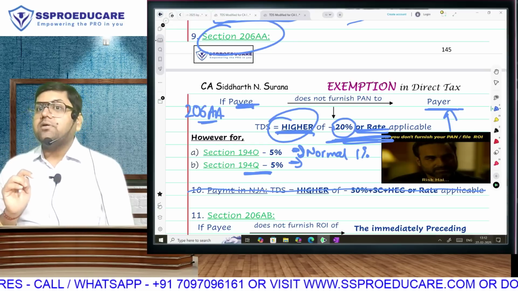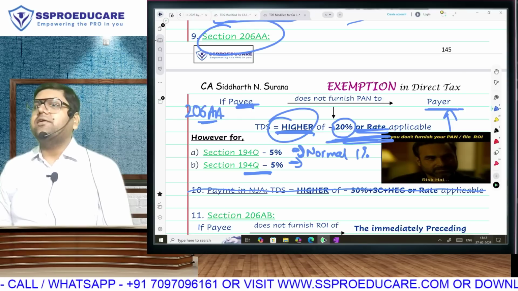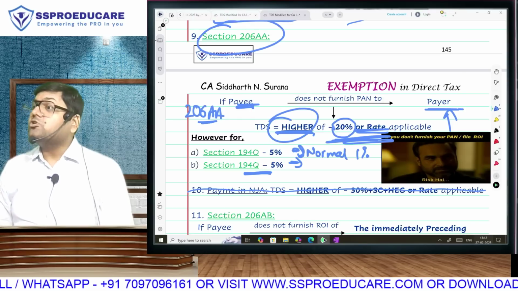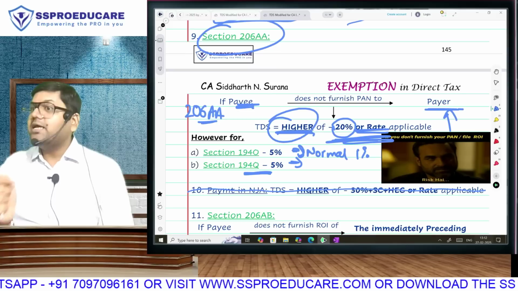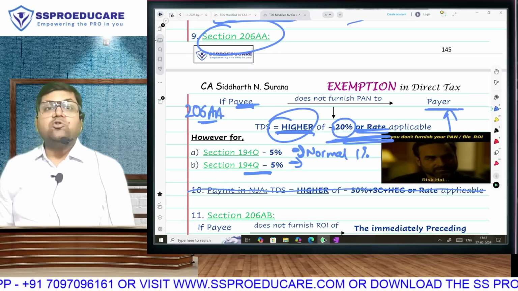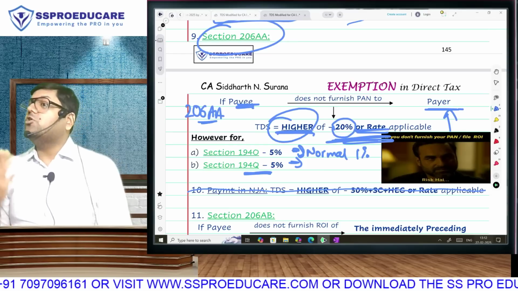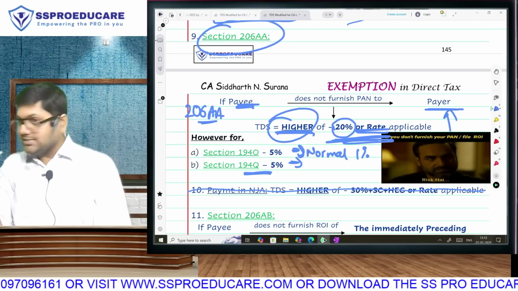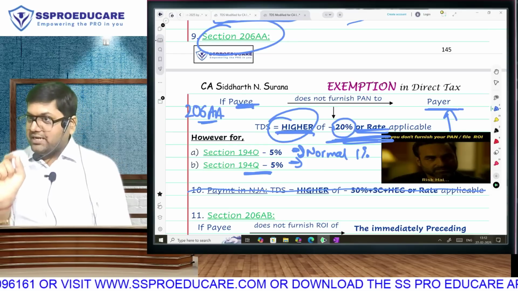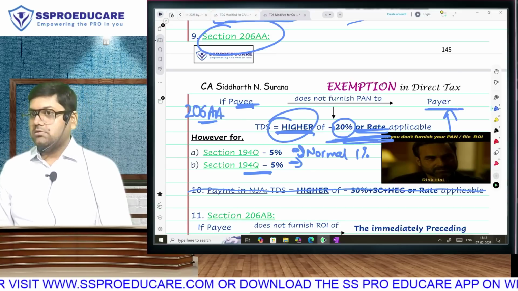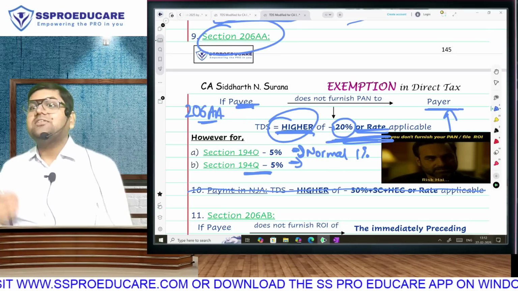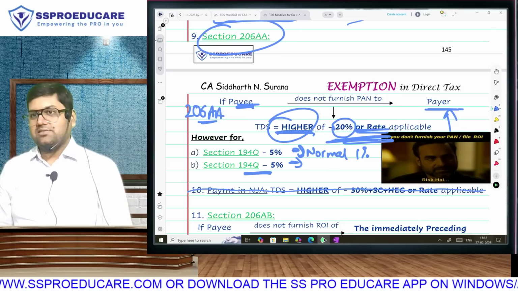Now listen, shopkeeper, you will have 0.1% TDS. Very low. That also after 50 lakh. So if the total is 60, TDS will come only on 10. If the total is 80, TDS will come only on 30. Listen to the sentence: 0.1% on the excess over 50 lakhs. Correct? Now to claim this TDS credit, you will have to reflect your sales.